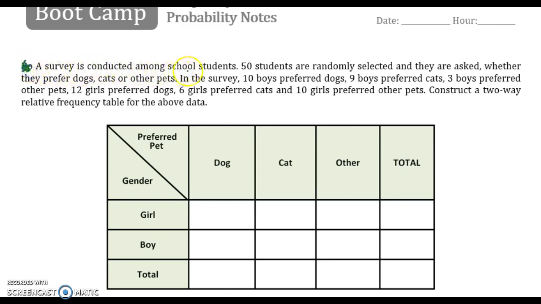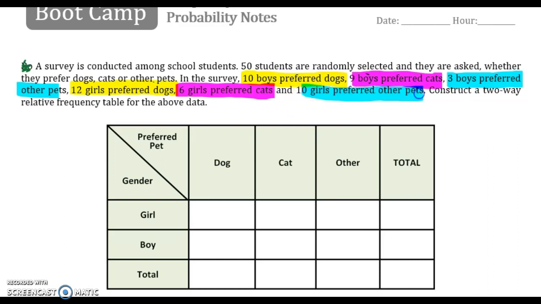A survey is conducted among school students. 50 students are randomly selected, and they are asked whether they prefer dogs, cats, or other pets. In the survey, 10 boys preferred dogs. 9 boys preferred cats. 3 boys preferred other pets. And then we have some girls. 12 girls preferred dogs. 6 girls preferred cats. And 10 girls preferred other pets. And we're going to construct a two-way frequency table.